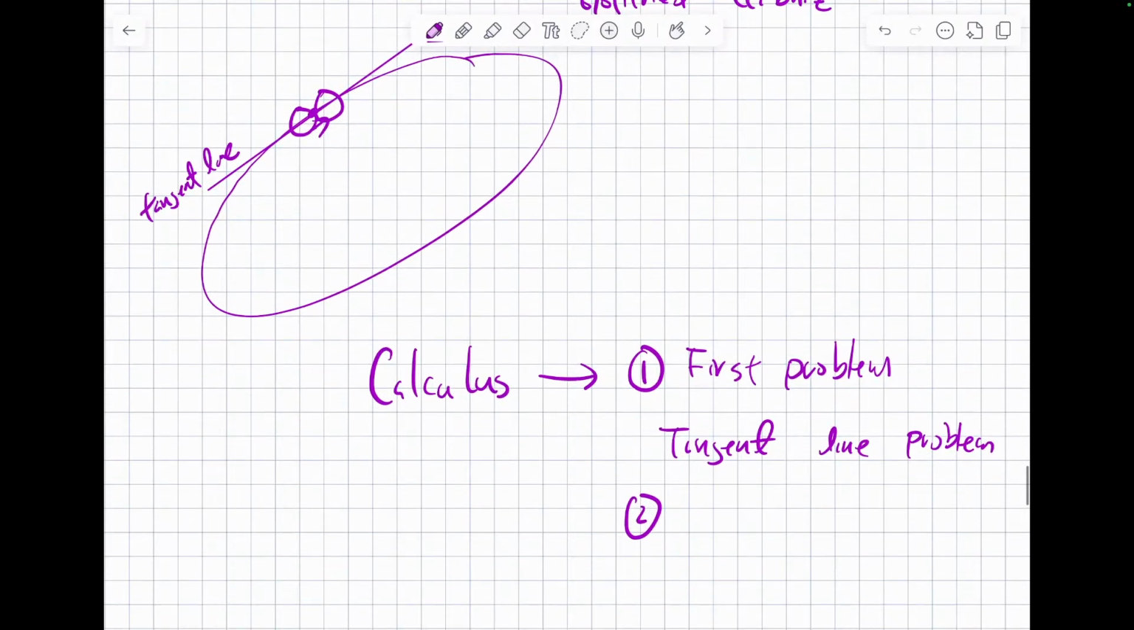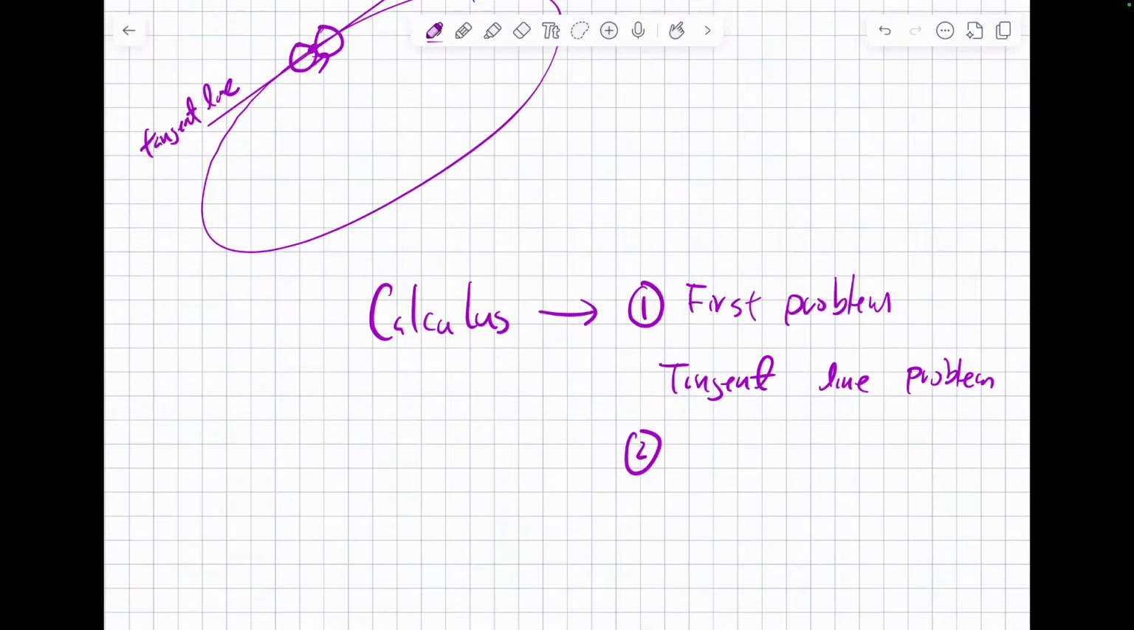So he says, can anybody find the equation of this line, or the speed of this planet, which is the tangent? The second one is the area under the curve. So it creates two problems. But before calculus, there was pre-calculus that we studied last year.